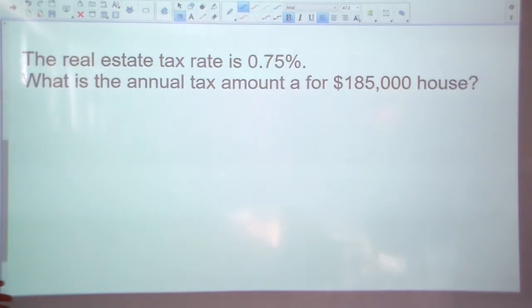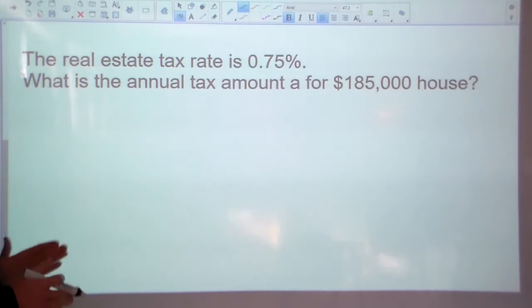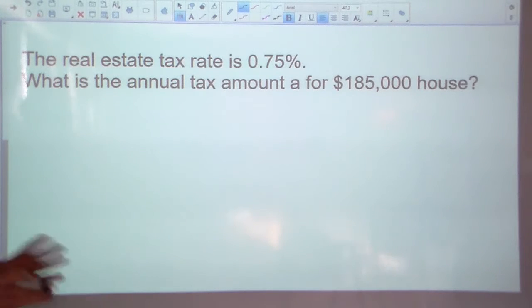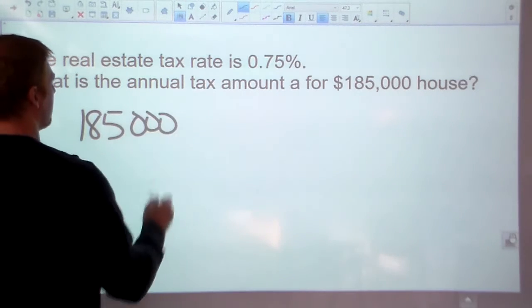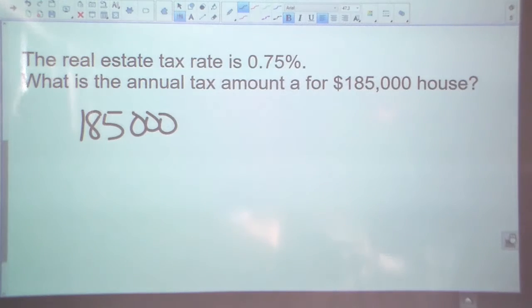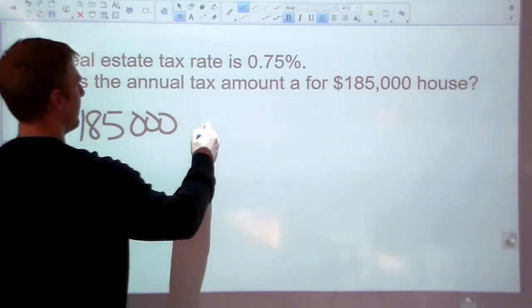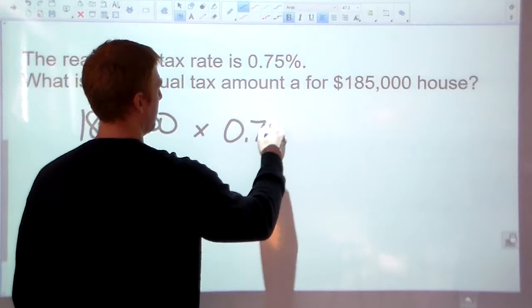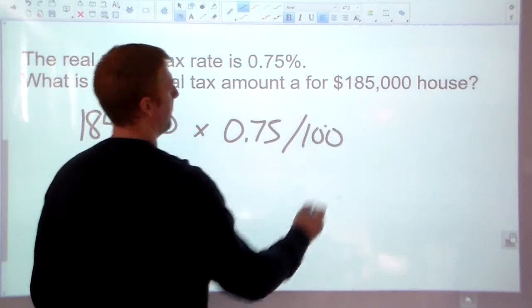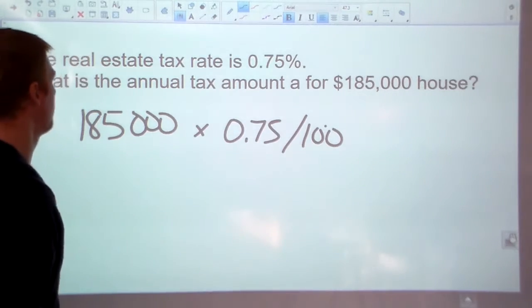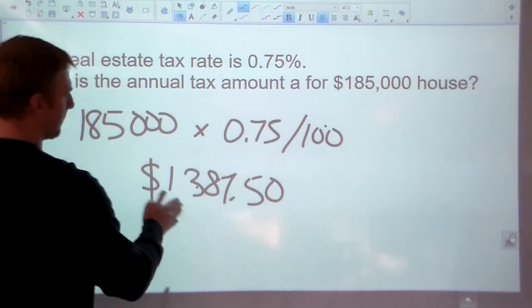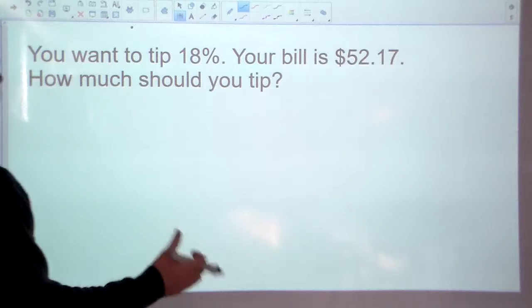Okay, another really similar problem, just with bigger numbers. Real estate tax rate is 0.75%. What's the annual tax amount if you have a $185,000 house? So $185,000 is the total amount. That's what it's valued at. You're going to take 0.75% of that. Percent means divide by 100. Times the percent value, divide by 100. All right, and that one's going to come out to be $1,387.50.